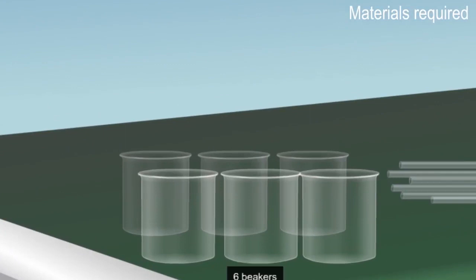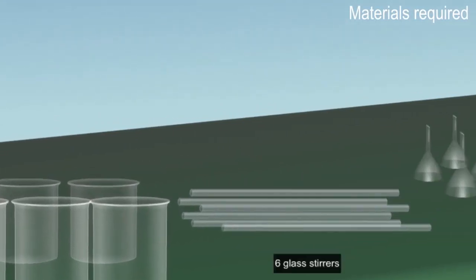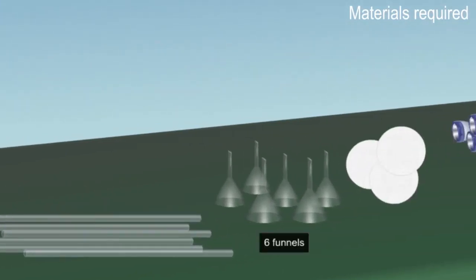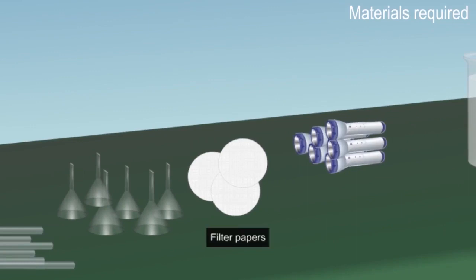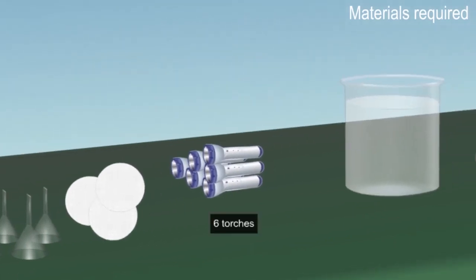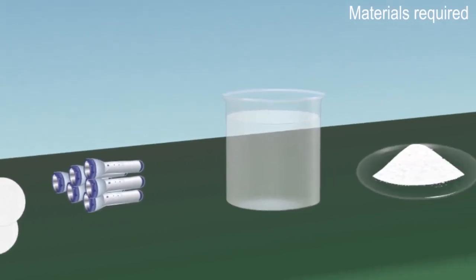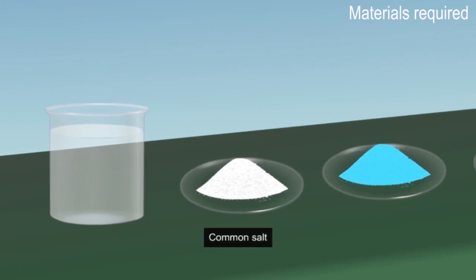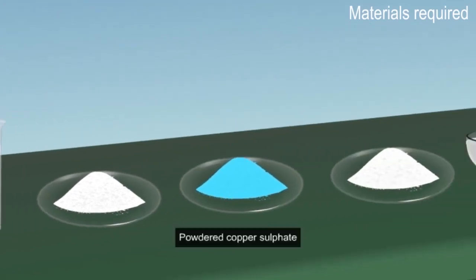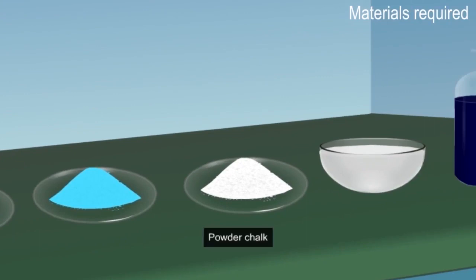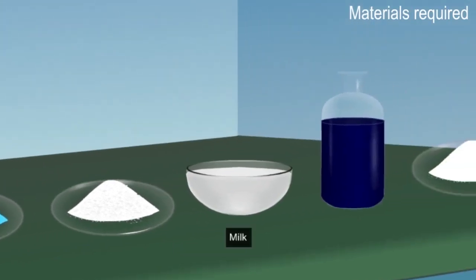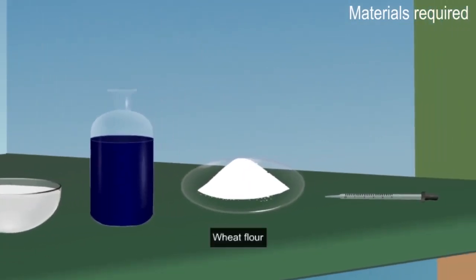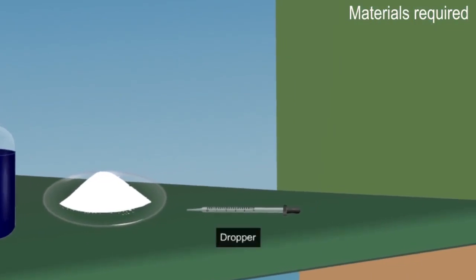We require 6 beakers, 6 glass stirrers, 6 funnels, filter papers, 6 torches, water, common salt, powdered copper sulfate, powdered chalk, milk, blue-black ink, wheat flour, and a dropper.